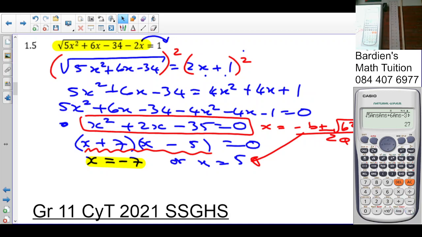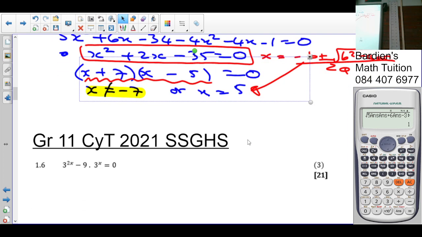So does this one work? No. Not so. Let's try 5. Press 5 equals, gives you 1. So yes, it does work. So that one's a solution, while that one is not. At times, both could be solutions. At times, one can be a solution. At times, none can be a solution as well. Okay? So we need to check what's happening there.